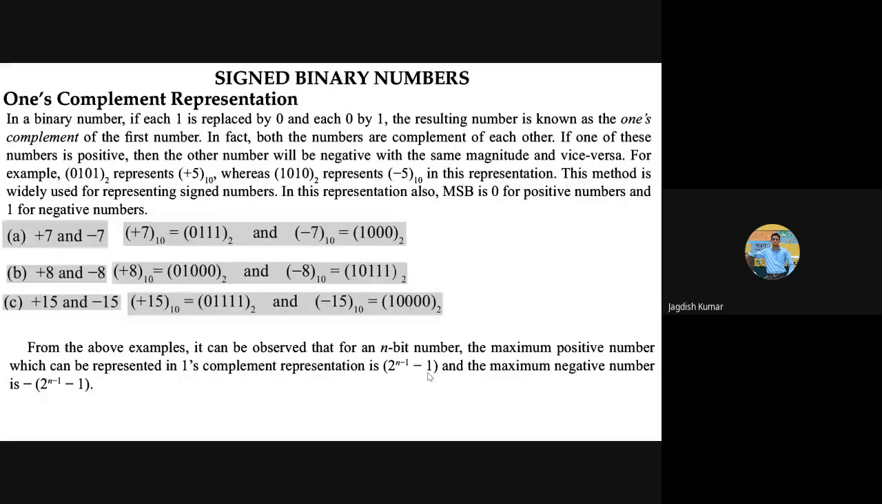16 minus 1 is 15. So in a 5-bit system, the largest positive number is 15. And what is the smallest, or rather the maximum negative number? That is going to be minus 15. So this rule is a general rule.